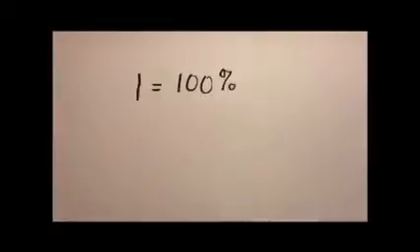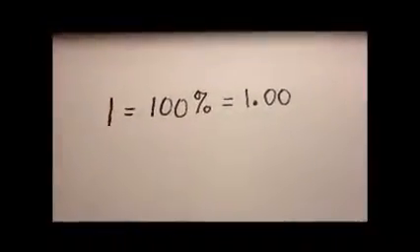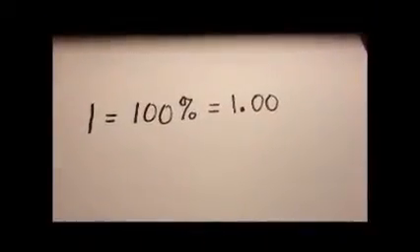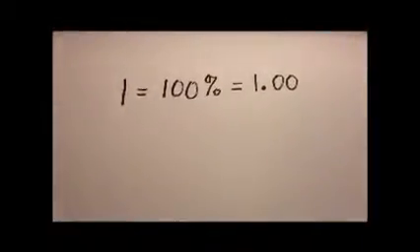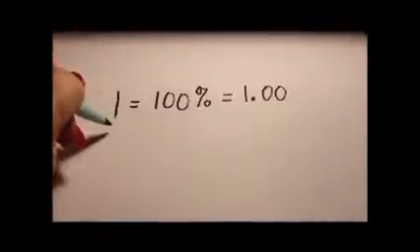Okay, we're going to begin with some common decimal and fraction equivalents. If we start with the whole number 1, we know that it's equivalent to 100% or any number over itself, such as 1 over 1, 10 over 10, or the decimal 1.00.